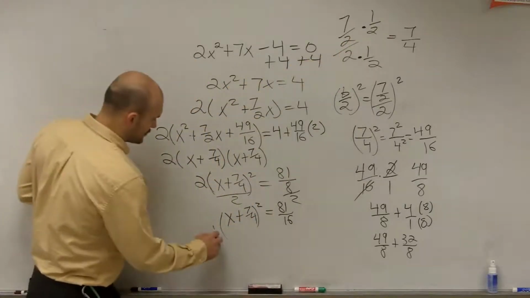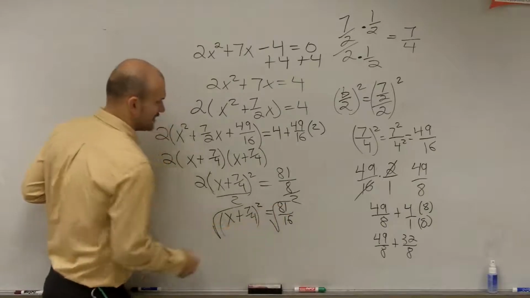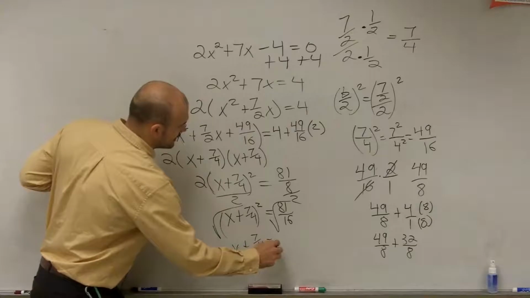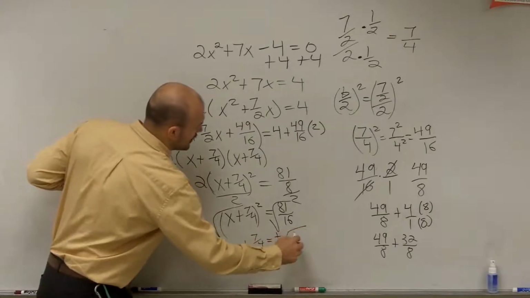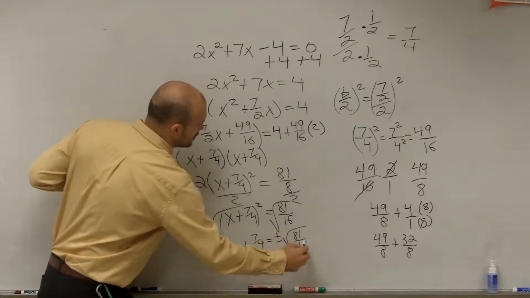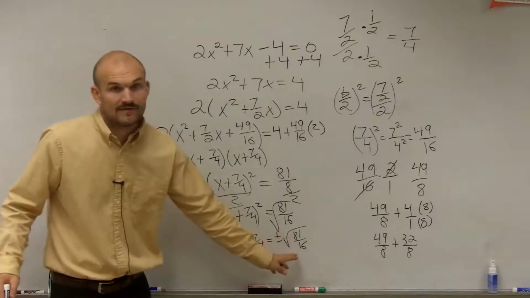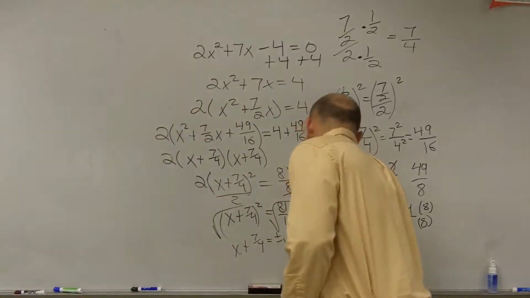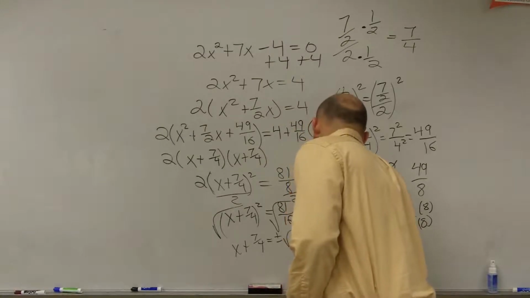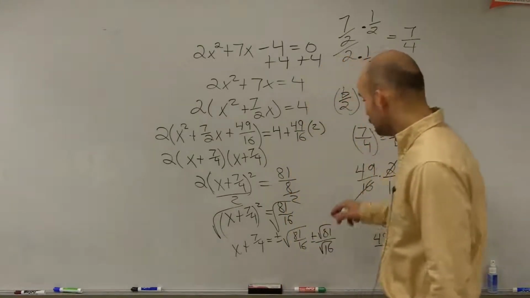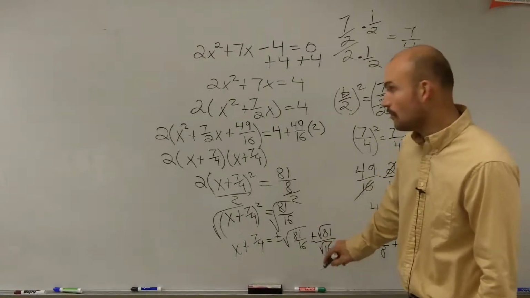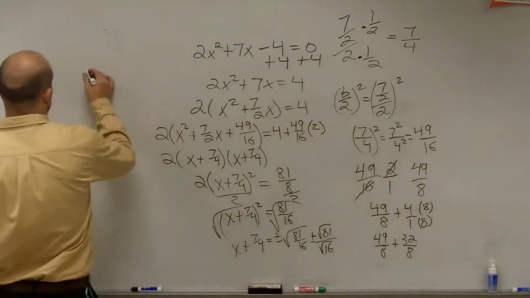Now we take the square root. Take the square root of both sides. You get x plus 7/4 equals plus or minus the square root of 81 over 16. Now the square root of 81 over 16 is the same thing as taking plus or minus the square root of 81 over the square root of 16. Well, the square root of 81 is 9, and the square root of 16 is 4. So let's write this up in two different equations.